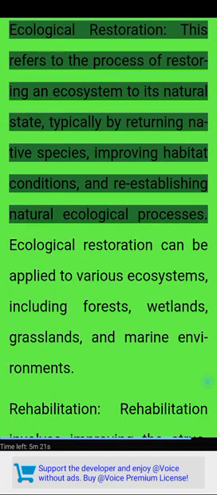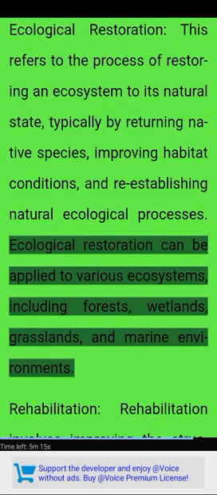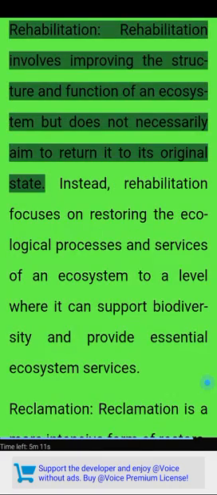Ecological restoration. This refers to the process of restoring an ecosystem to its natural state, typically by returning native species, improving habitat conditions, and re-establishing natural ecological processes. Ecological restoration can be applied to various ecosystems, including forests, wetlands, grasslands, and marine environments.